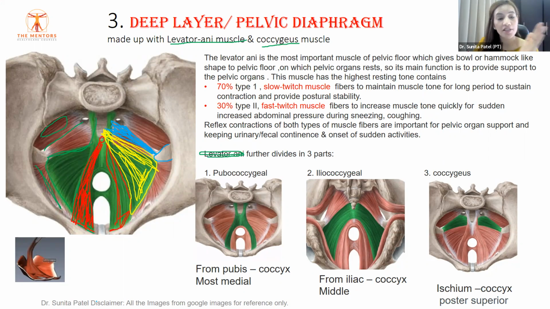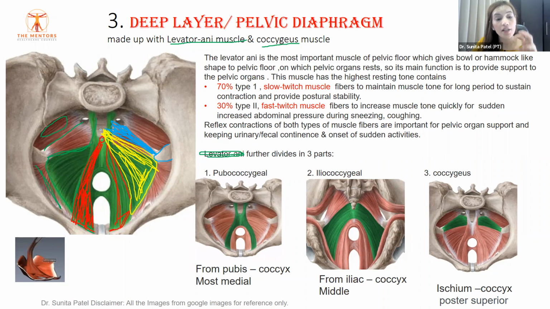This is the most medial muscle, medial towards the center. So the central muscle is the pubococcygeus. The most posterior muscle is the coccygeus, at the posterior part. And the iliococcygeus is the middle part. The coccygeus muscle is also a muscle of stability. So the levator ani provides stability.